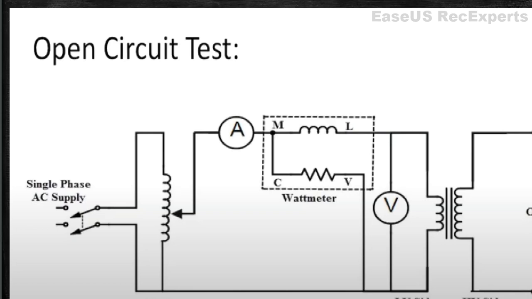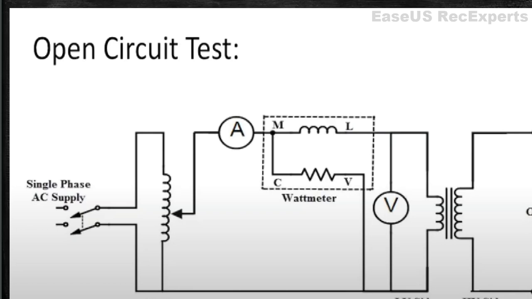Now basically we know that in a transformer there are two main losses, iron loss and copper loss. Iron loss depends upon voltage, whereas copper loss depends upon current. Both can be determined in the two tests, that is the open circuit test and short circuit test. We can determine the value of these losses as well as various circuit parameters of the equivalent circuit. Now first let us study the open circuit test.